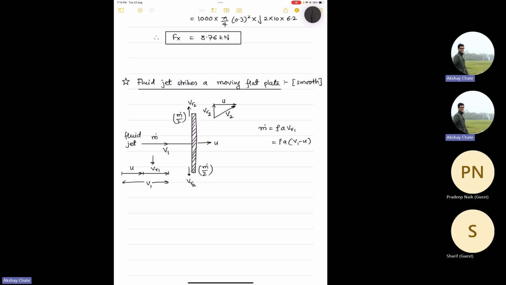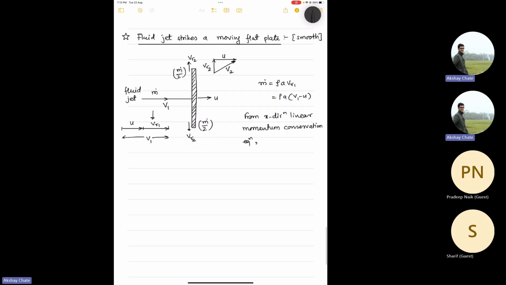This is your mass flow rate now, which is actually hitting the plate. And from the x direction linear momentum conservation equation, we get F of x, the total force that is acting on the moving plate because of the impingement of the jet in the x direction, will be what was the incoming momentum minus what is the outgoing momentum in the x direction.